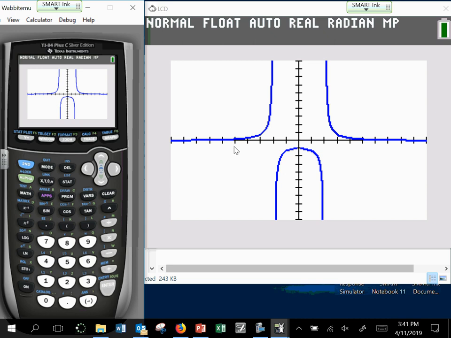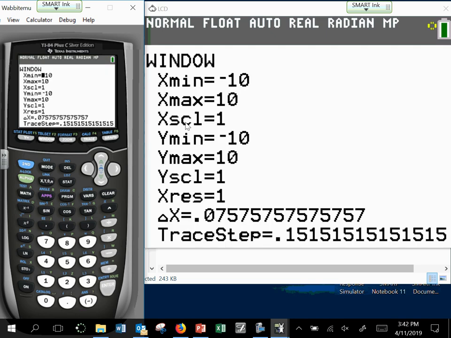And then the scale is the one where it said 1. Each one of these marks is 1 jump, so you can change that if you want. That's the X scale, which means each one of those marks is worth 1. So if yours doesn't say this for these first 6 things, make sure you change it to this. It probably does.